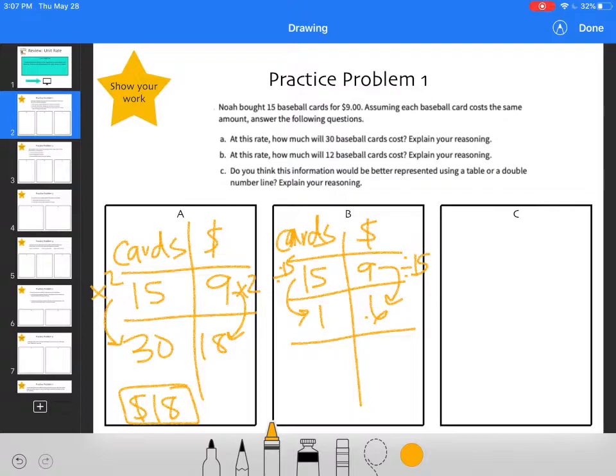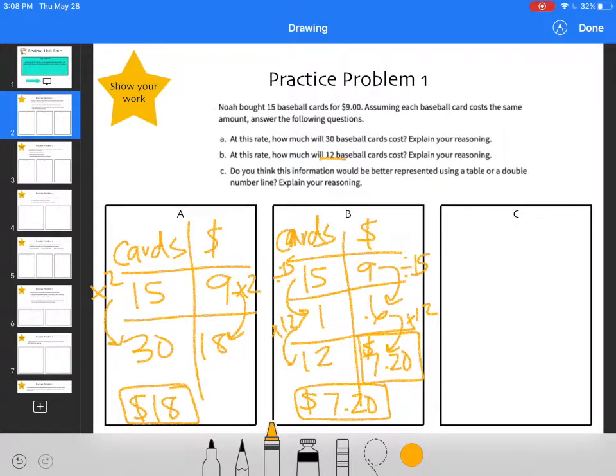So now I want to find 12 baseball cards. So I'm going to multiply by 12 on each side. And I get $7.20. Remember, it's money, so even when it shows up in the calculator as 7.2, it's $7.20.